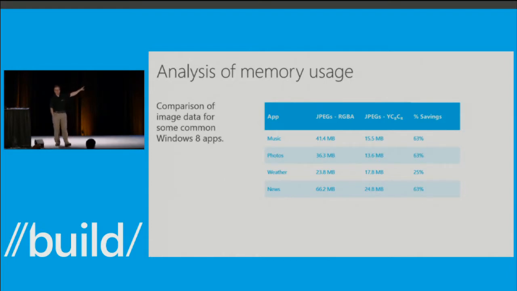If we were to use those same images, didn't change the images at all, just pulled them through the YCbCr effect instead, didn't do the upsampling, you notice that we would get, in most cases, about a 63% savings in memory usage. Now, the one that's interesting to look at is the weather app. You say, well, why is it only 25%?